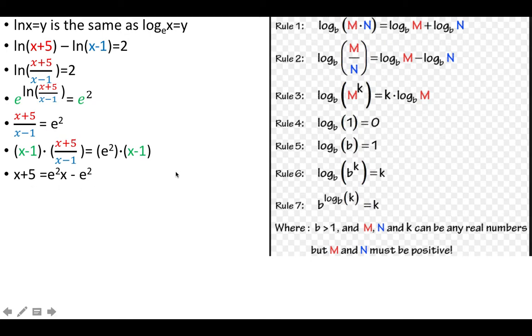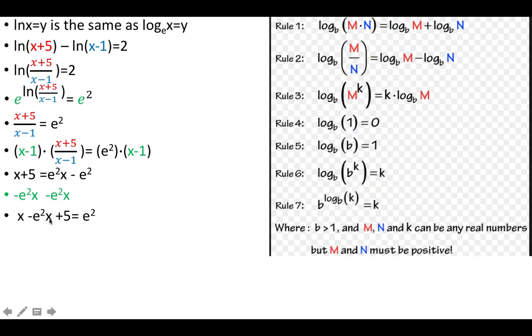Now we're almost there trying to solve for x. We need to bring the x's together, bring together the like terms. This quantity, I've got to move over here. Since this is a positive quantity, it's not a negative in front of it, we're going to subtract e squared x from both sides. We do that, and we have this.